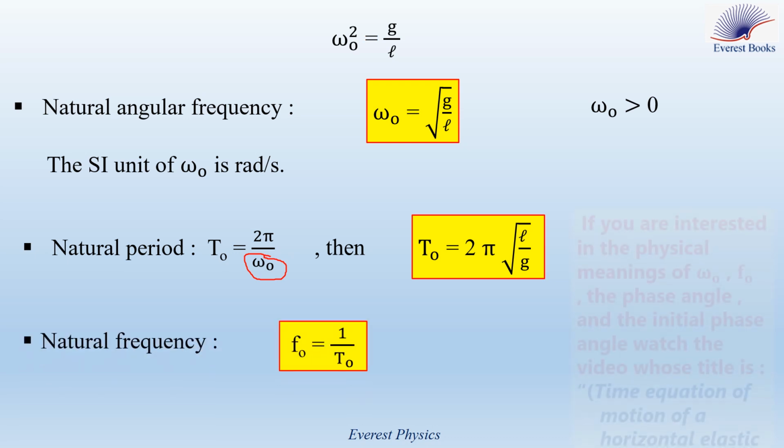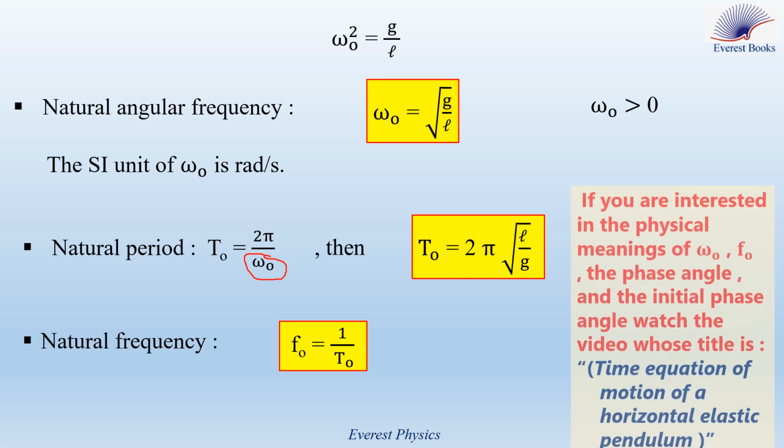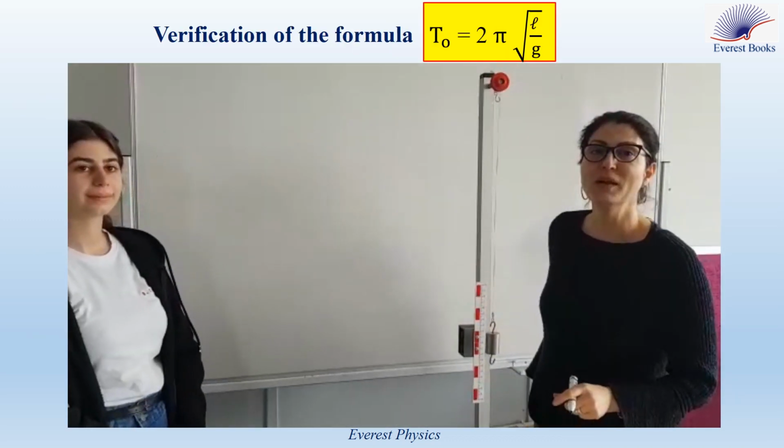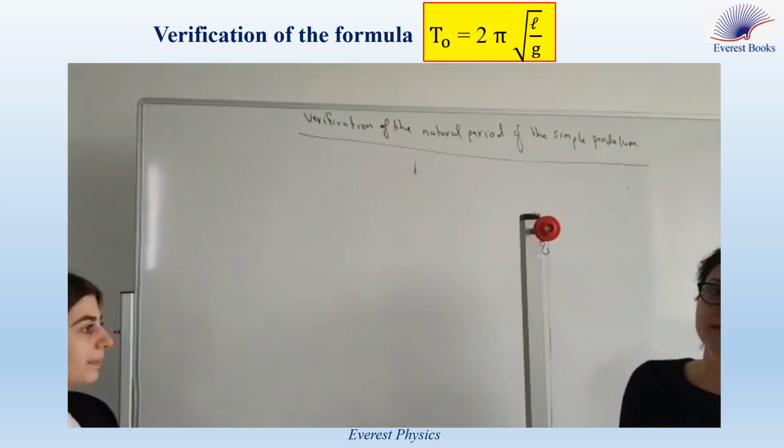Now, the natural frequency. The natural frequency is given by this formula. f0 is equal to 1 over T0. Replace T0 by 2 pi over omega 0. We get a new relation between f0 and omega 0, so that f0 is equal to omega 0 over 2 pi. If you are interested in the physical meanings of omega 0, f0, the phase angle, and the initial phase angle, watch the video whose title is Time Equation of Motion of a Horizontal Elastic Pendulum.